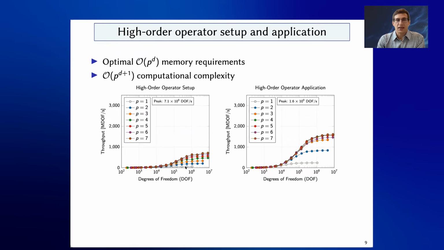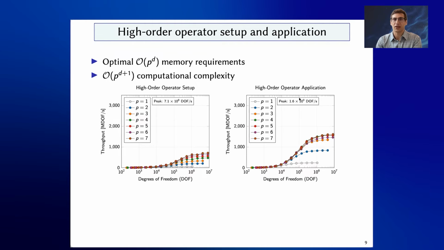So here what we see is that the curves are kind of separating as you go higher in polynomial degrees. You get better performance, it actually runs faster as you go higher in polynomial degree. The peak here reaches about 700 million degrees of freedom per second. So this is pretty fast. This is on one V100 GPU. This is for the setup that you just do once at the beginning of the problem.